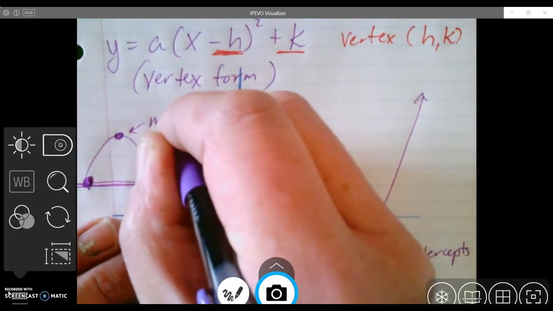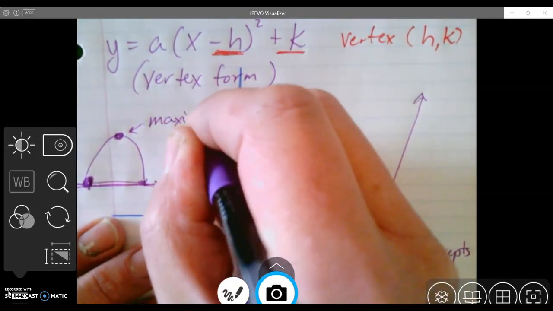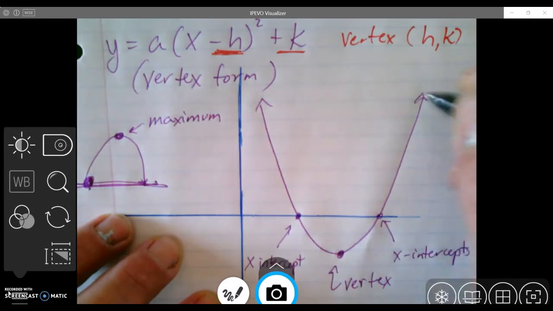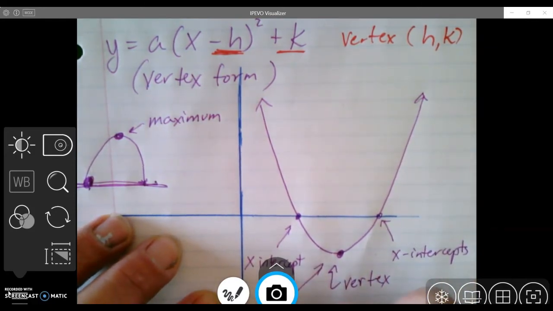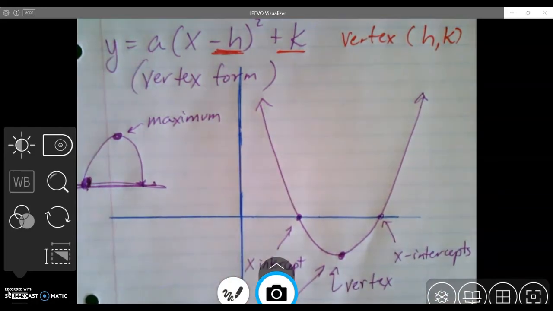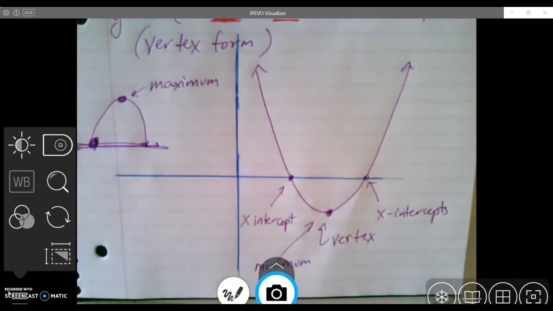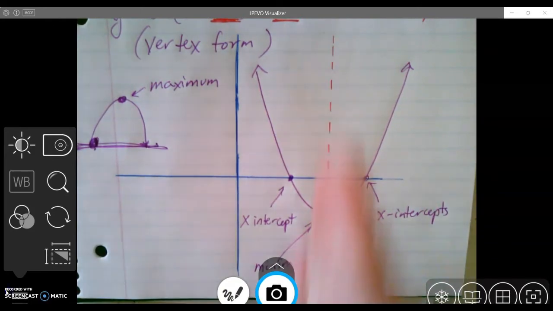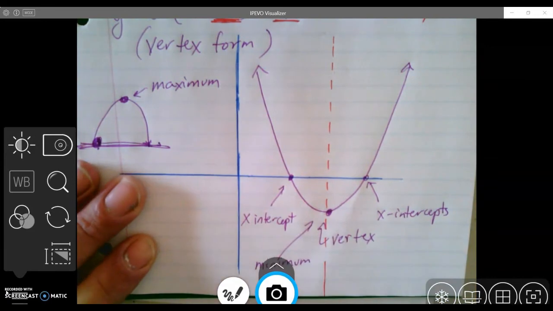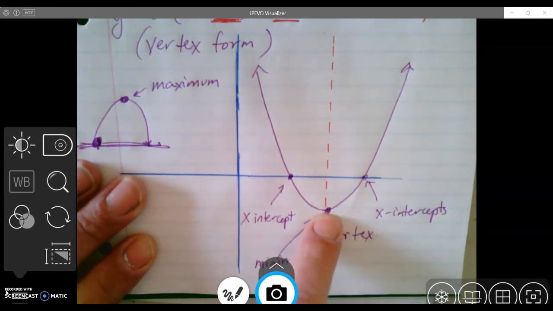So for this one, it's a maximum, because it's at the top. But if you have a parabola looking like this, this would be the low point or the minimum. Oops, that's off the screen. There we go. Okay, final things here is the line of symmetry. Now again, the line of symmetry goes right down the middle and through the vertex.